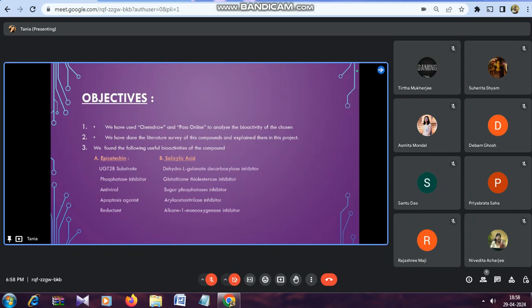For epicatechin, those are UGT2B substrate, phosphatase inhibitor, antiviral, apoptosis agonist, and reductant. For salicylic acid, dihydro-L-gluconate decarboxylase inhibitor, glutathione thioesterase inhibitor, sugar phosphatase inhibitor, arylacetonitrilase inhibitor, and lastly alkane 1-monooxygenase inhibitor. There is some problem in this slide, so I request everyone to just ignore it.